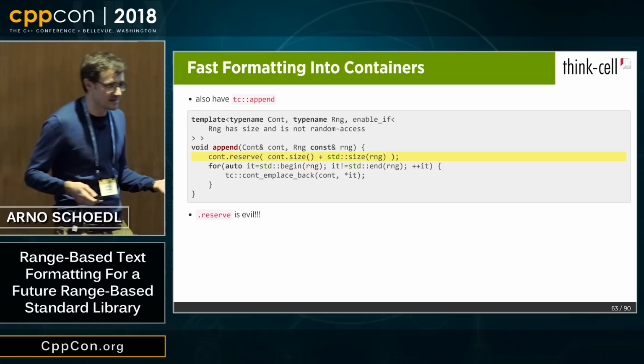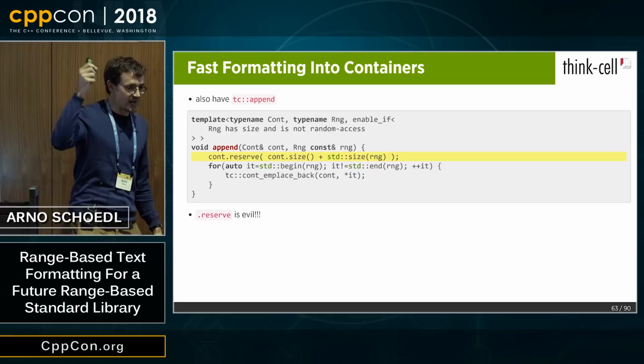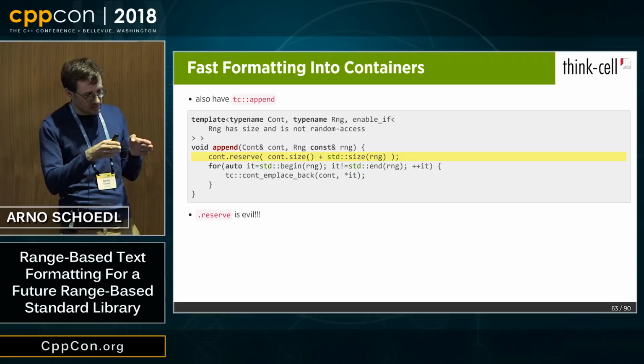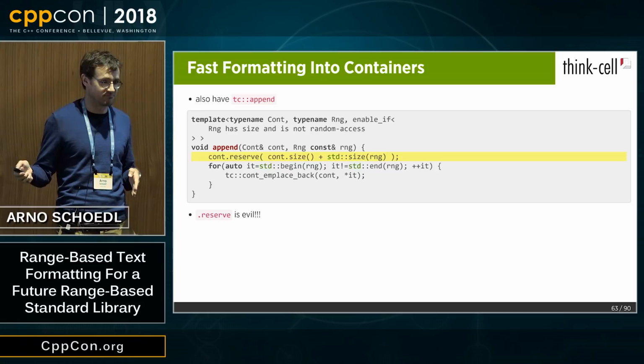Reserve is evil. What happens if you take your container and just happen to add ranges of size 1, one by one? Then every time you are going to do a reserve, increment the size by 1, copy over, reallocate one more, copy over the old one, increment one more, copy over the old one. So this is going to be quadratic in its running time. Certainly not what you want.